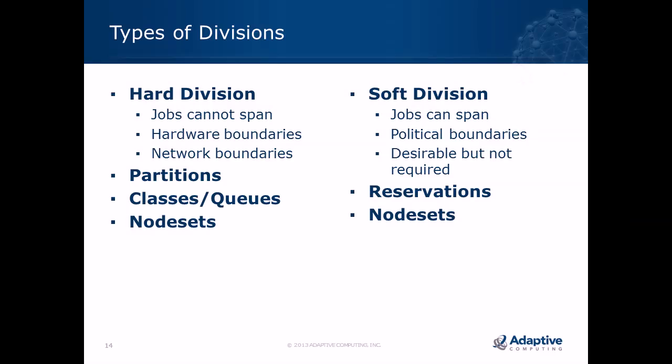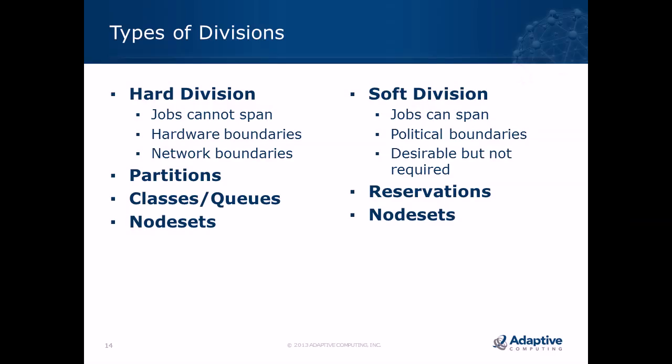We have the hard division and we have soft division. Hard division, the way I think of it, the way that most sites tend to think of it, is the job cannot span. If the job were to try to span, it would fail miserably, whether that's because of a network boundary, so you've put a job over on node A and node X can't even reach it on the network. If you were to try to span it, the job would just fail. So that would be a hard division in the cluster.